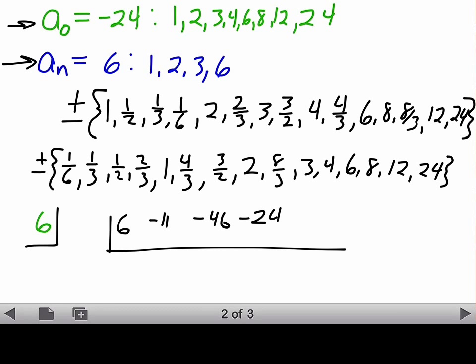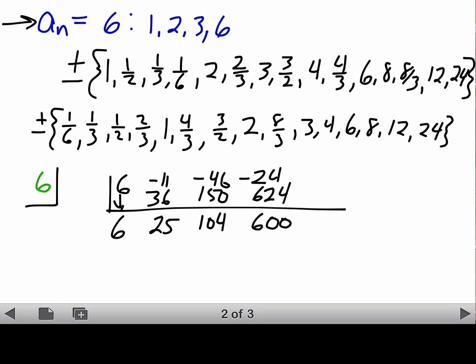How did I pick 6? I know how this ends. As I said, I'm just showing you how to recognize this. For synthetic division, the first 6, the leading coefficient, comes straight down. 6 times 6, 36. Negative 11 plus 36 is 25. 6 times 25, 150. Negative 46 plus 150, 104. 6 times 104, 624. Negative 24 plus 624, 600.